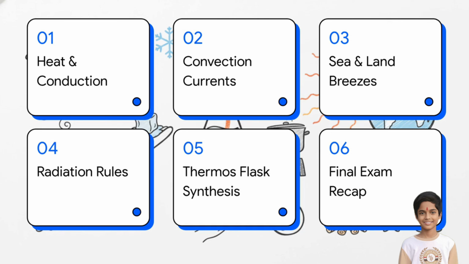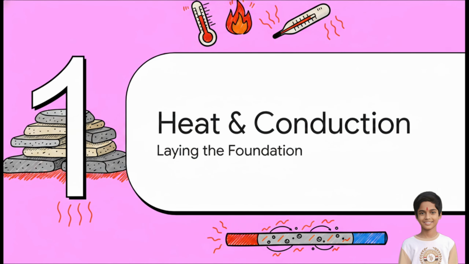Okay, let's dive into this. Here is our game plan for today. First, heat basics and conduction, then convection currents, sea and land breezes, radiation rules, the thermos flask synthesis, and we'll finish it all off with a rapid-fire final exam recap. Let's get to it. Section 1, Heat Basics and Conduction.